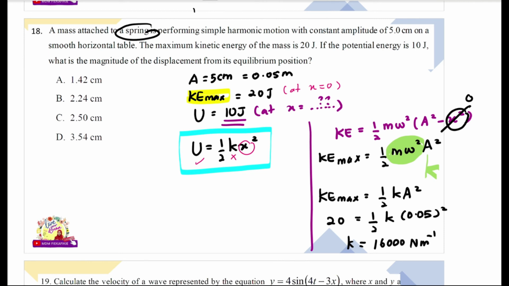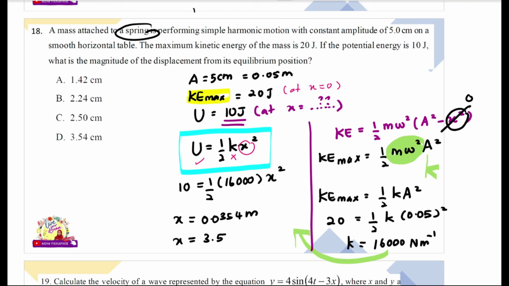So here we can find U, substitute K in here. Therefore, we are not finding U, we want to find X. U is 10, half, K is 16,000, X we want to find. So X you will get 0.0354 meter, which is equal to 3.54 centimeter. Okay, so the answer is D. Okay, so next one, question 19.